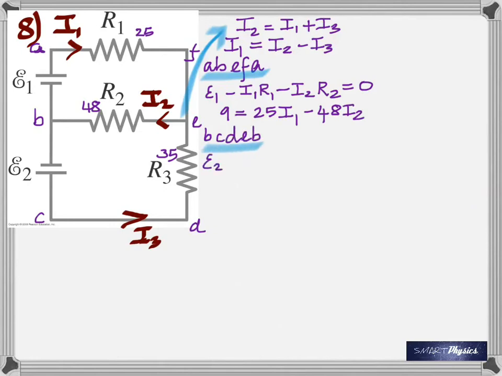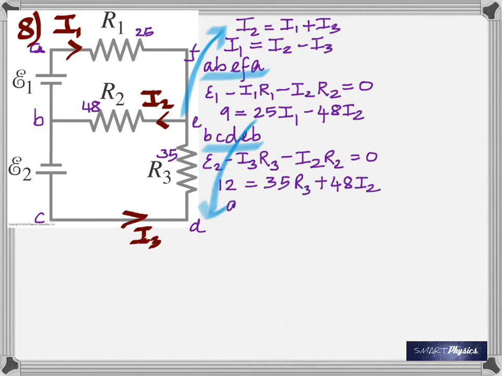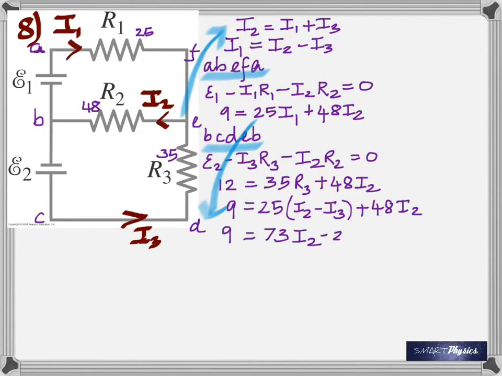And then in BCDEB, again, if you go this way, plus E2 minus I3 R3 minus I2 R2 is equal to 0. You have two equations now. Actually you have three equations and you need to substitute and solve.